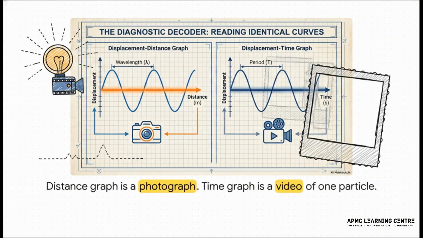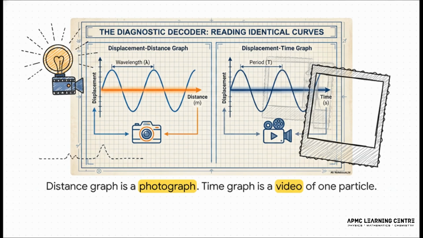Okay, this is a super important point, so listen up. These two graphs can look almost identical, but they are telling you completely different stories. The displacement distance graph is that snapshot in space we talked about. It gives you the wavelength. The displacement time graph is totally different. It's like a video focused on just one particle, tracking its up and down motion over time, and that's what gives you the period. One is space, one is time.